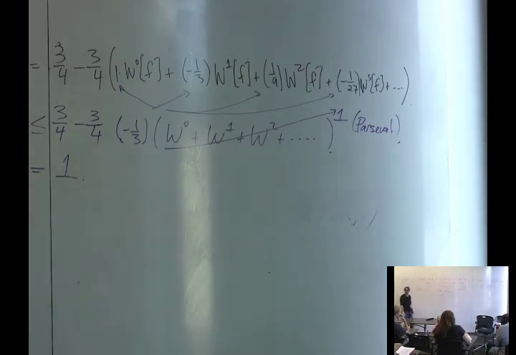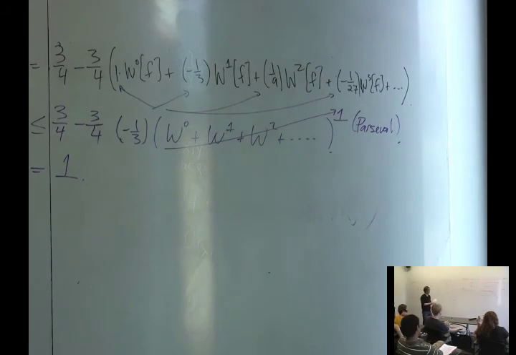So far, it looks horrible. We've managed to show that the probability of a rational outcome is at most 1. Terrible, but this was actually a smart thing to do, because we can look at when we have equality here.